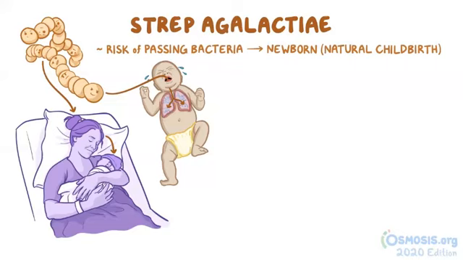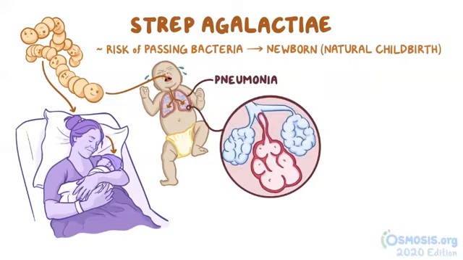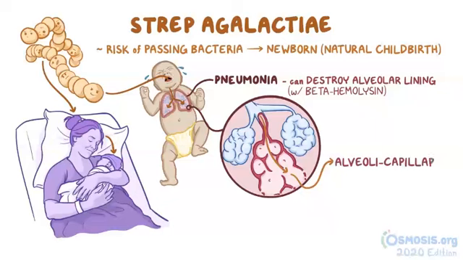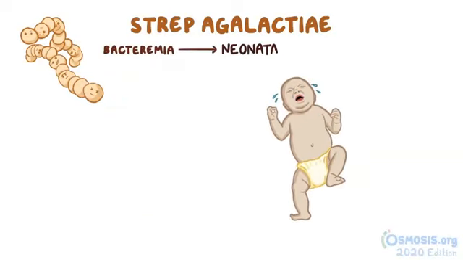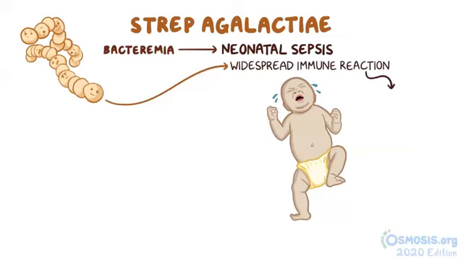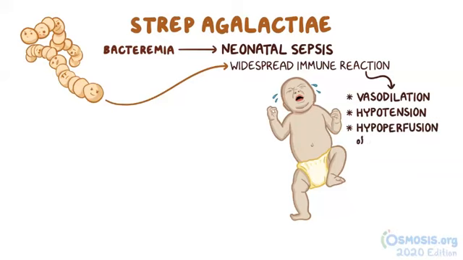This can cause inflammation of the lung tissue, or pneumonia. Occasionally, strep agalactiae can destroy the baby's alveolar lining with their beta-hemolysin, and break through the alveoli capillary wall to get straight into the bloodstream, what's known as bacteremia. Bacteremia can cause neonatal sepsis, which is when bacteria triggers a widespread immune reaction that causes vasodilation, hypotension, and hypoperfusion of the baby's vital organs.